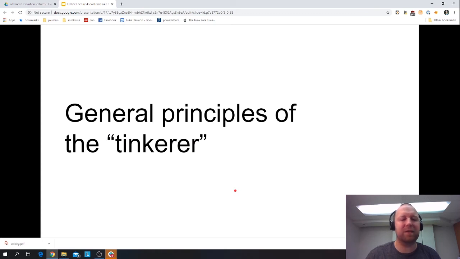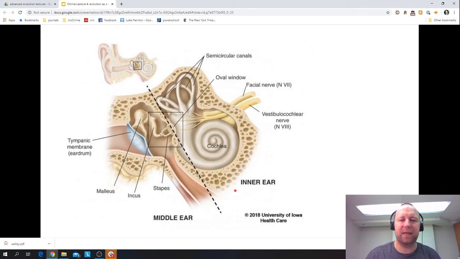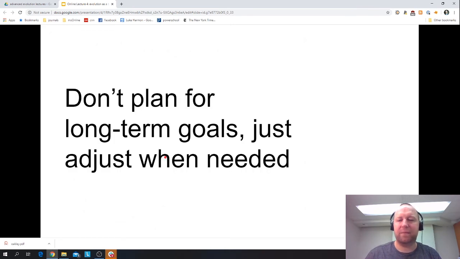So let's just take 3 general principles of the tinkerer and its consequences for trait evolution. One is that evolution as a tinkerer means that we will often see organisms use the materials that they already have but recombine them in clever ways. A good example of this is these three bones in the human middle ear that all originated as large elements of the jaw. The second principle of the tinkerer is don't plan for long-term goals, just adjust when needed.